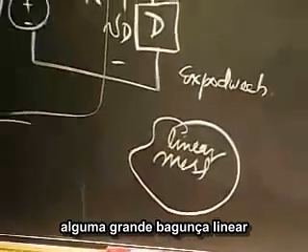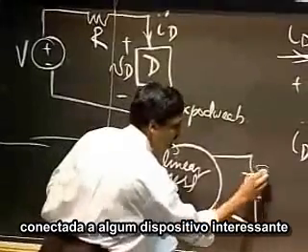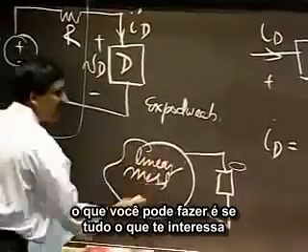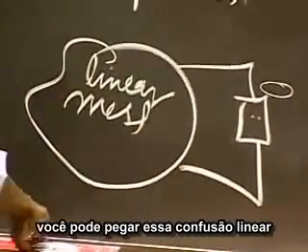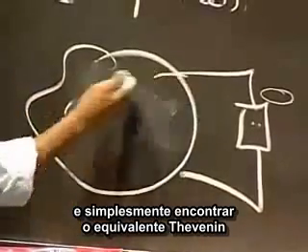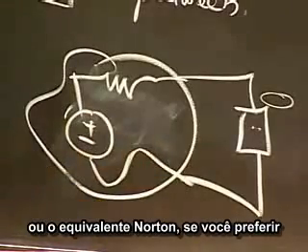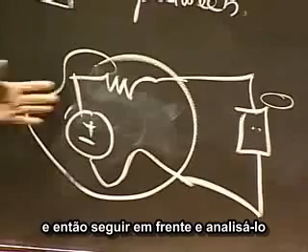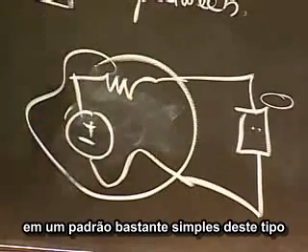Just remember, the reason we keep looking at this pattern is that whenever you have some big linear mess connected to some interesting device, if all you care about is analyzing the behavior of that device, you can take this linear mess and simply figure out the Thevenin equivalent, or the Norton equivalent if you like, replace this whole thing with its equivalent, and then go ahead and analyze it. So boil an arbitrarily complicated circuit down to a very simple pattern of this sort.